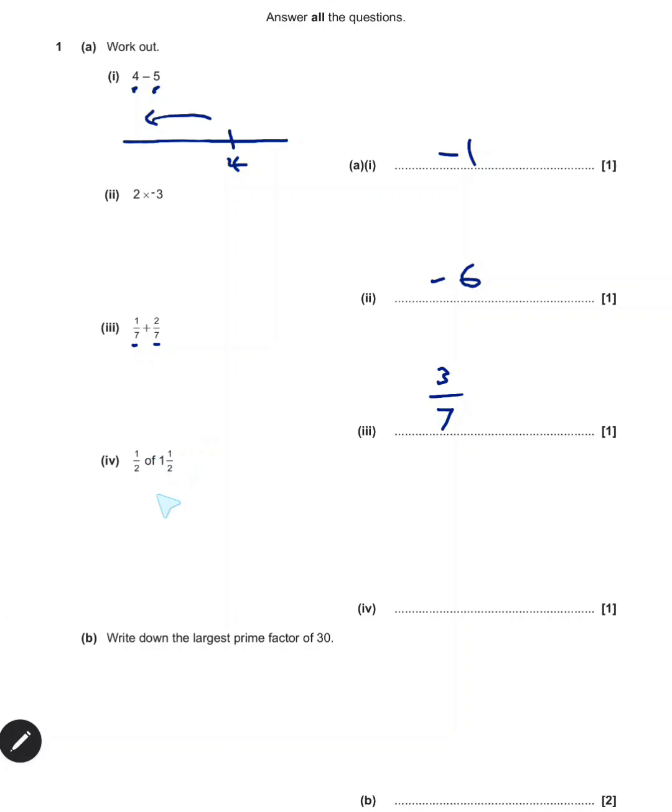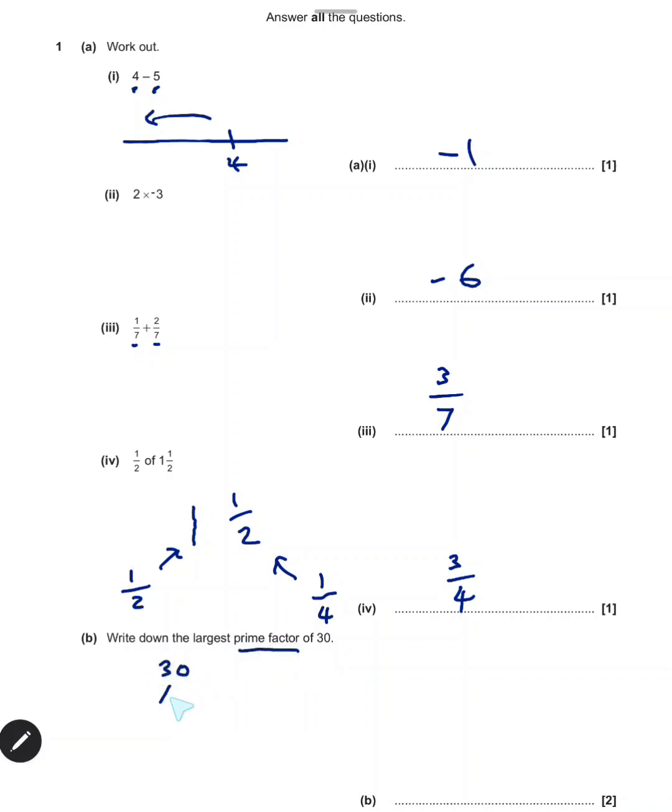A bit more challenging this one, we've got to do a half of 1.5. Well, we can take this bit by bit if you like. 1.5 is there. A half of that is a half. And a half of a half is a quarter. So we need to do a half added to a quarter, and that is 3/4.